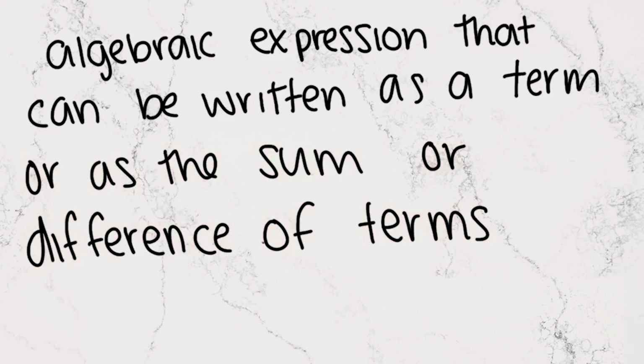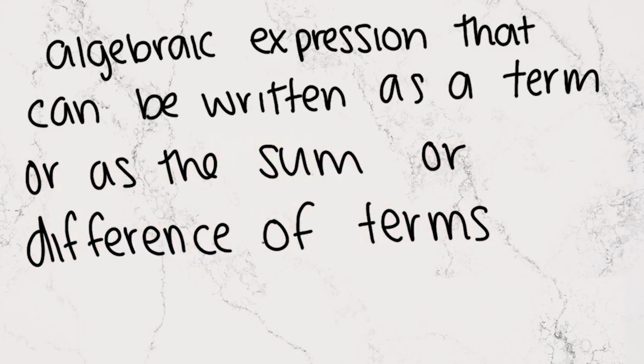Well, the definition says that it's an algebraic expression that can be written as a term, or as the sum, which means addition, or difference, which means subtraction, of terms. 5 times x squared. And that's just one term. And when it's just one term, we actually call this a monomial, because mono means one.